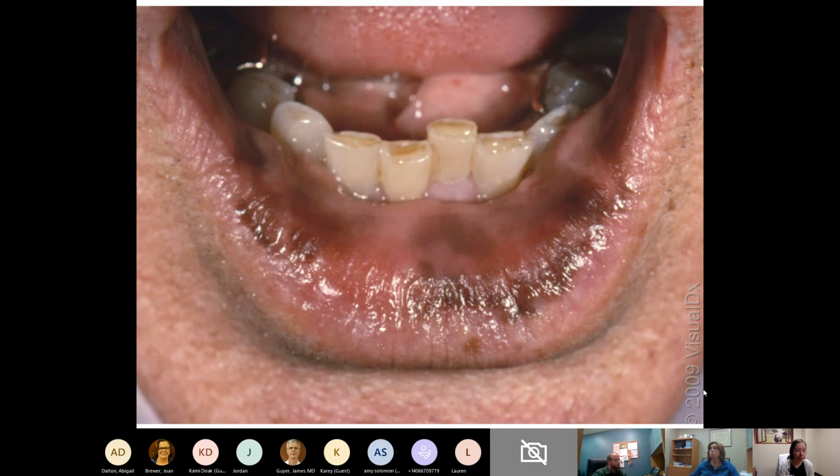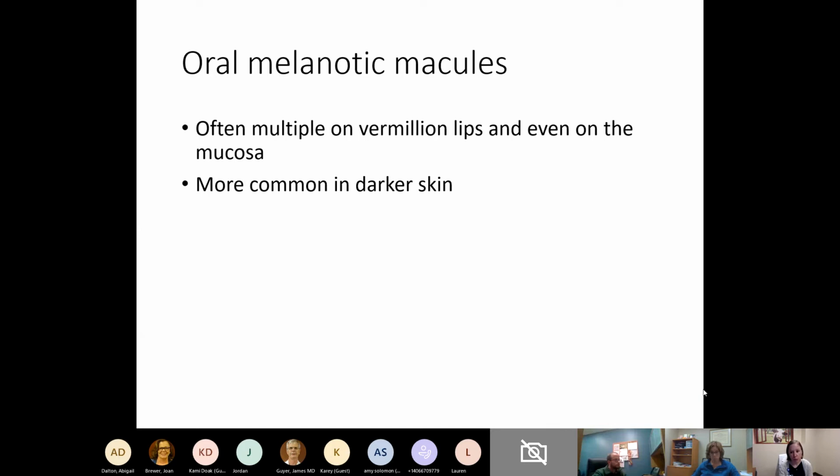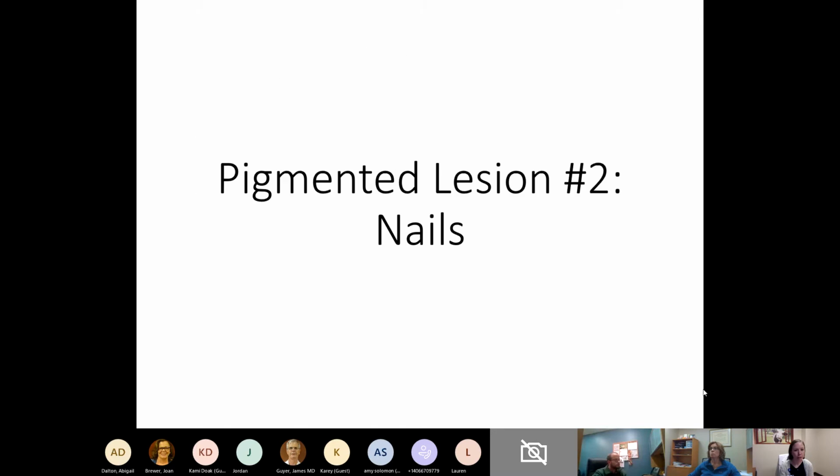All right, so if you have or you do in the future, they're called oral melanotic macules, so just dark spots. They're often multiple, sometimes even on the mucosal lip like I showed. More common in darker skin, but if you start looking, you'll see them. You just need to do reassurance. You don't need to biopsy. You just monitor.